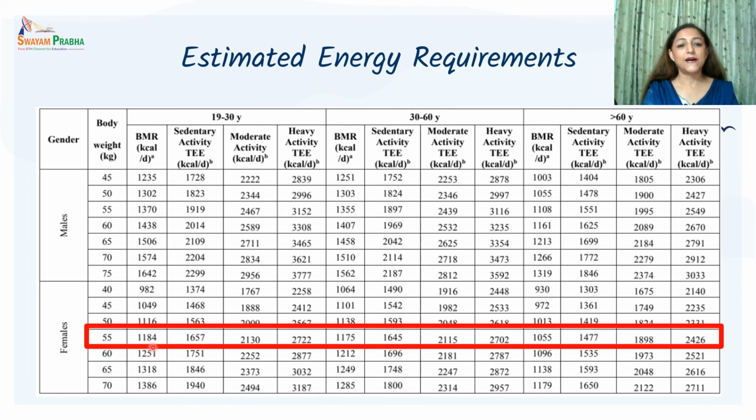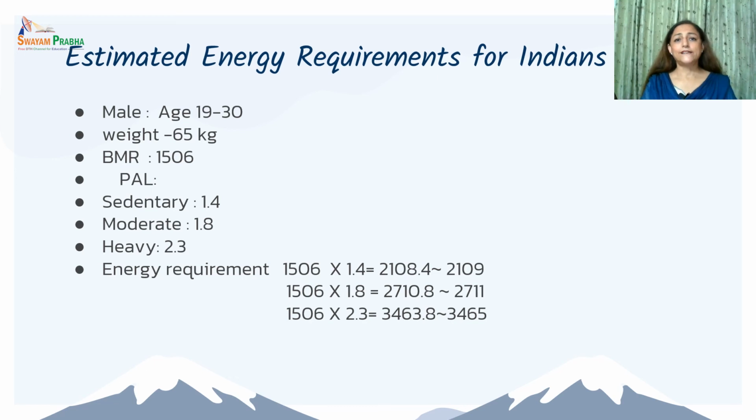Her BMR is 1184, and the energy recommendation is 1657 for a sedentary worker, 2130 for a moderately active female, and for a heavy worker, it falls in the 2722 kilocalories daily. Now let us see what we saw in the previous table. Let us see how these values were derived.